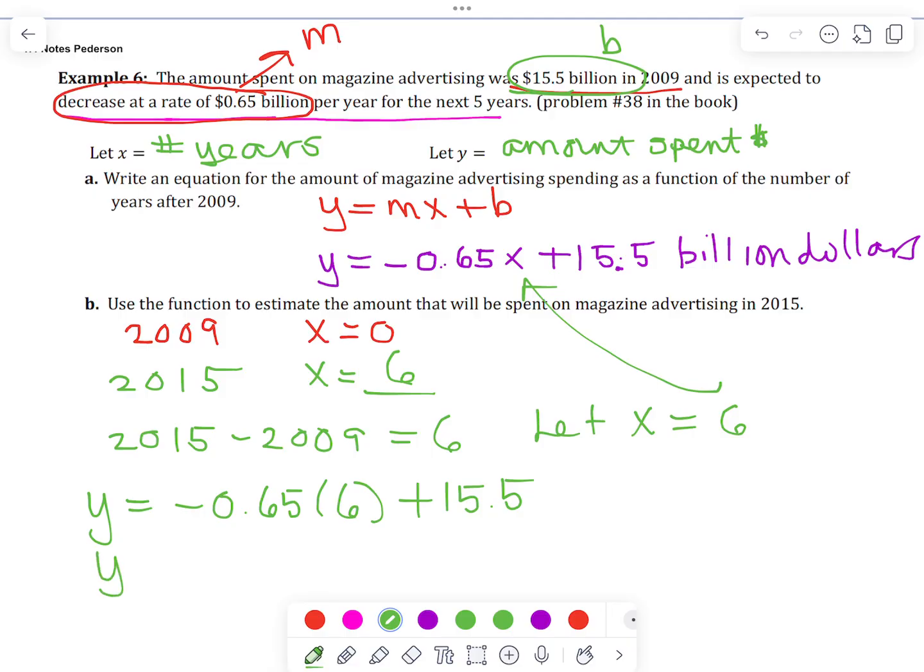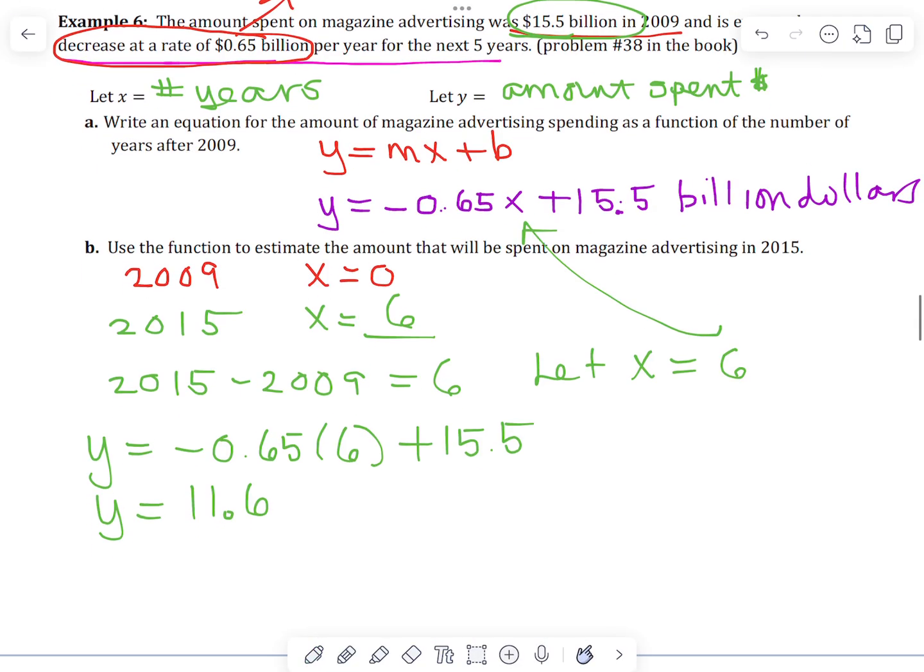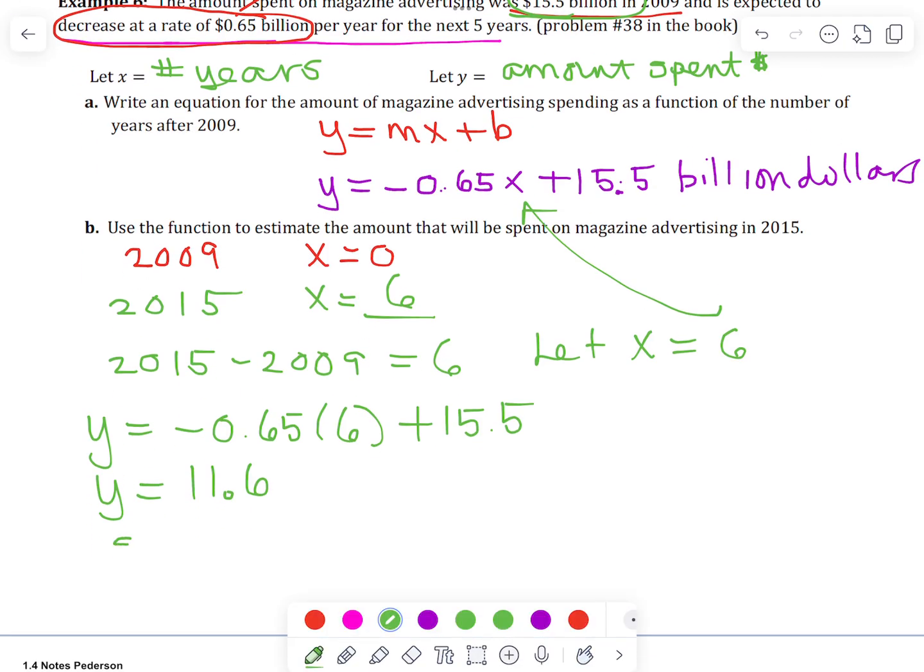And what we get for an answer is 11.6. So what is the answer? It's $11.6 billion that will be spent on advertising in the year 2015.